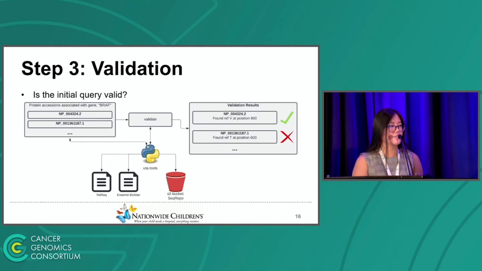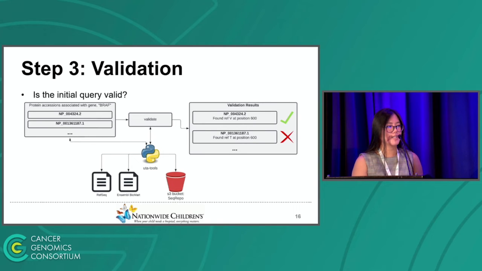We use UTA tools, which pulls from RefSeq and Ensembl data, in order to get all the protein accessions associated with the gene, BRAF. We then perform some simple validation checks using Biocommons SeqRepo, which gives us fast access to sequence data. We return a list of valid and invalid results.